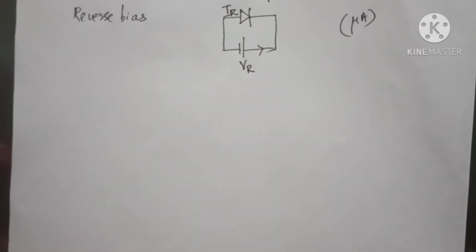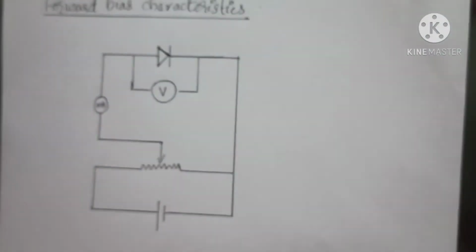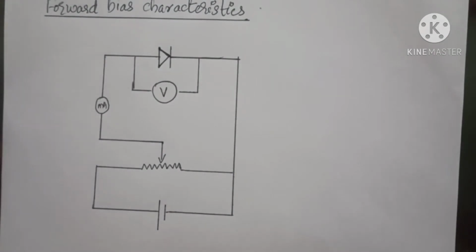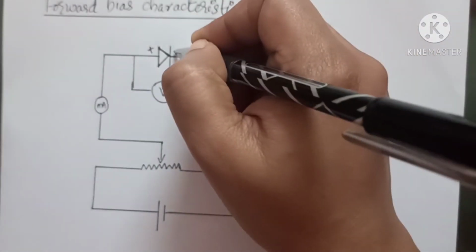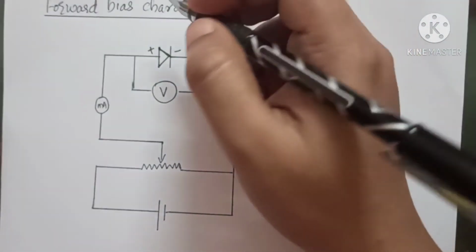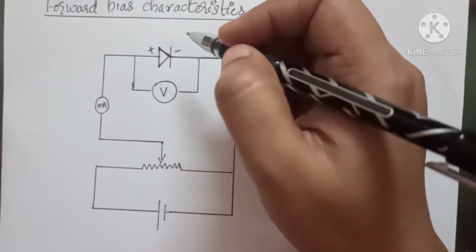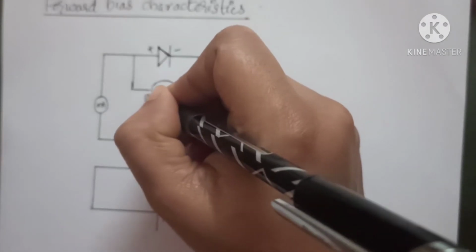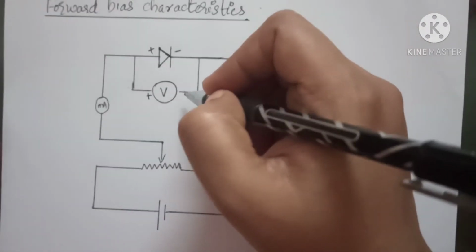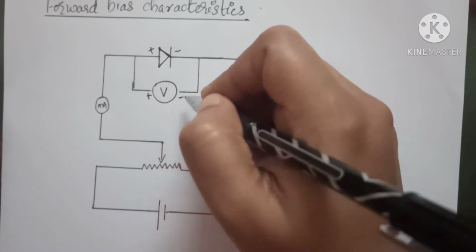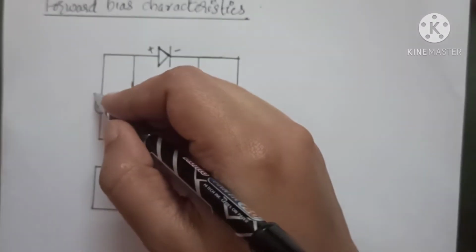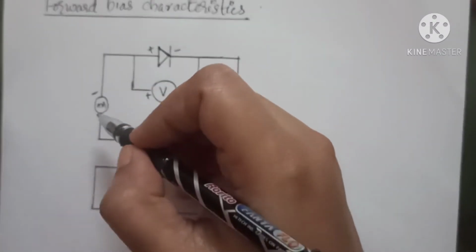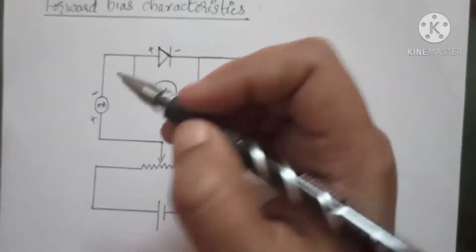First, forward biased characteristics. This is the circuit diagram for studying forward bias characteristics. Here you can see a diode. This is the positive terminal and this is the negative terminal. The positive of the diode is connected to the positive of the voltmeter and negative is connected here. The positive of the voltmeter should be connected to negative of the ammeter for measuring current. Now here it is positive.